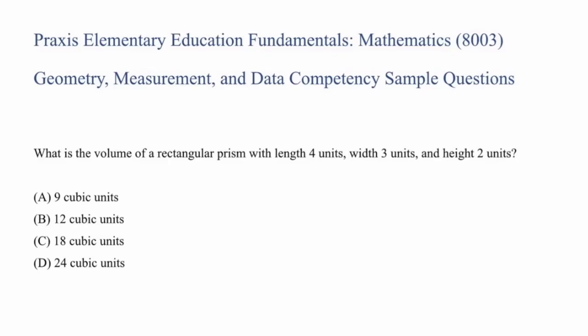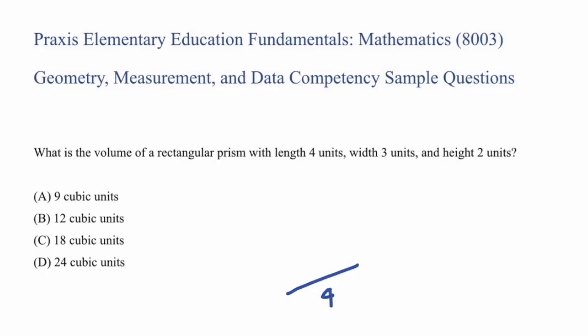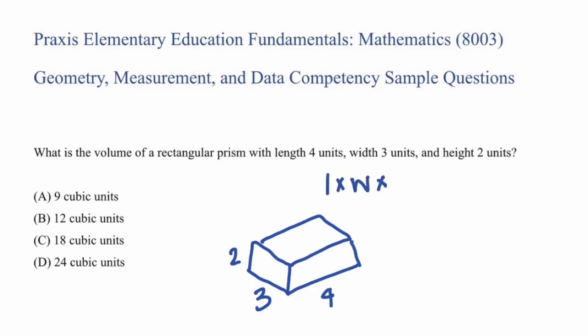What is the volume of a rectangular prism with the length 4 units, width 3 units, and height 2 units? We're going to go ahead and draw this out. So we have a length of 4 units, a width of 3 units, and a height of 2 units. And it'll look something like this. We know that the formula for volume is length times width times height. So we're going to go ahead and plug in our numbers, which would be 4 times 3 times 2.